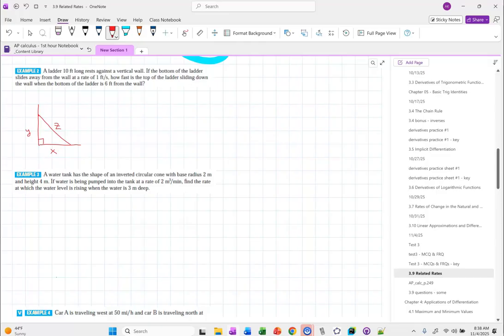Why is z constant? Because the ladder didn't get any longer or shorter when it's falling. It's the same length the whole time, right? So x and y are both variables with respect to time. WRT just means with respect to. And then z is a constant.